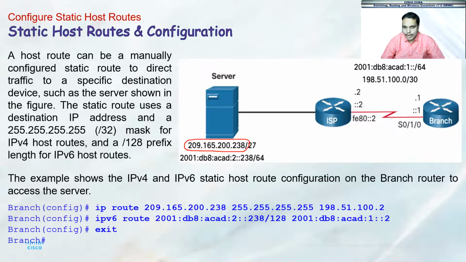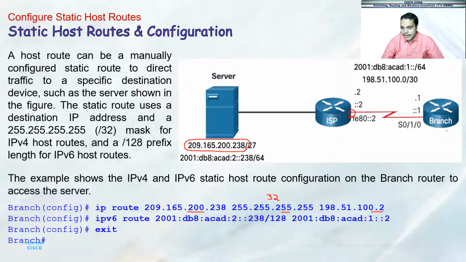You can see, IP route, this particular IP address or the destination host IP address followed by the subnet mask. Here I'm giving you all the 32 bits, right? That means that everything should match. All the 32 bits must match, identical. That means the destination address should match. Then please forward this on to the next hop address, which is 198.51.100.2, which is this interface.